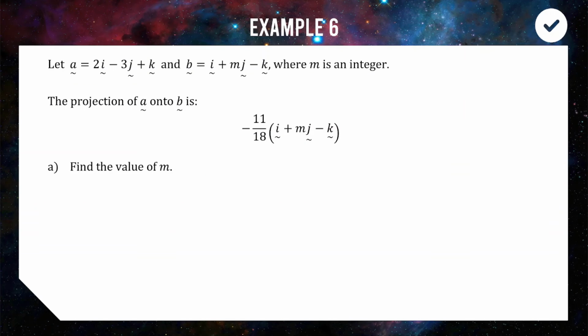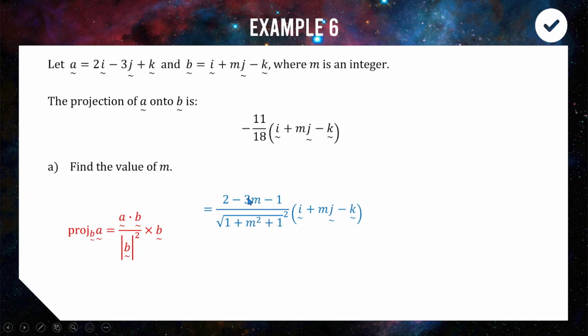So let's start off with our projection formula from earlier in the lesson, this guy right here, projection of a in the direction of b, or otherwise known as projection of a onto b. All right, let's chuck our two vectors into this formula and just sort of see what happens. On the top, we've got the dot product, which is going to be 2 times 1 plus minus 3 times m plus 1 times minus 1. So we get that on the top.